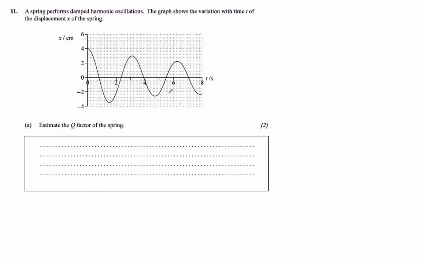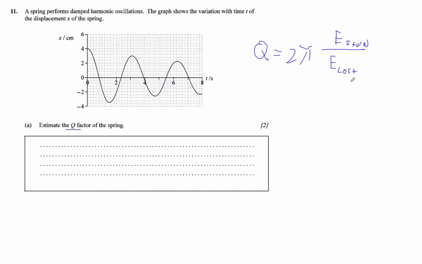They have this problem where they show you the system damping down, and they say estimate the Q factor of the spring. There are two formulas for Q factor here, but what we want to use is Q is 2 pi times the ratio of the energy stored to the energy dissipated, or energy lost.